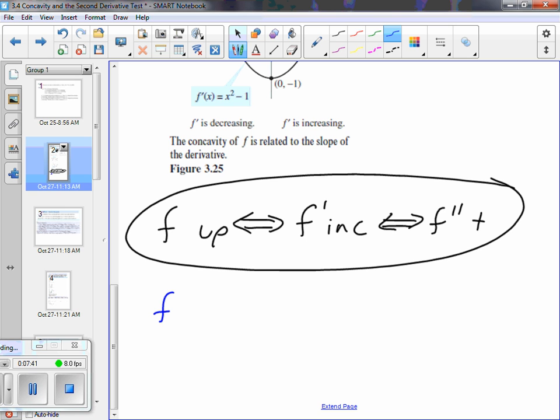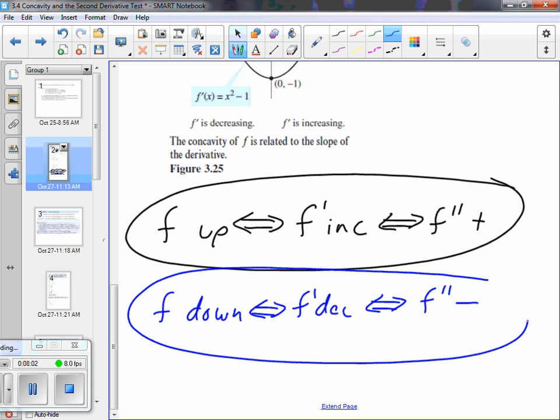Tell me this then. If f is concave down, what's that tell us about f prime? F prime is decreasing. And whenever a function is decreasing, what does that tell you about the sign of its derivative? Negative. So that means f double prime is negative. So everything in black goes together, everything in blue goes together. How often does everything in black go together? Always. How often does everything in blue go together? Always.